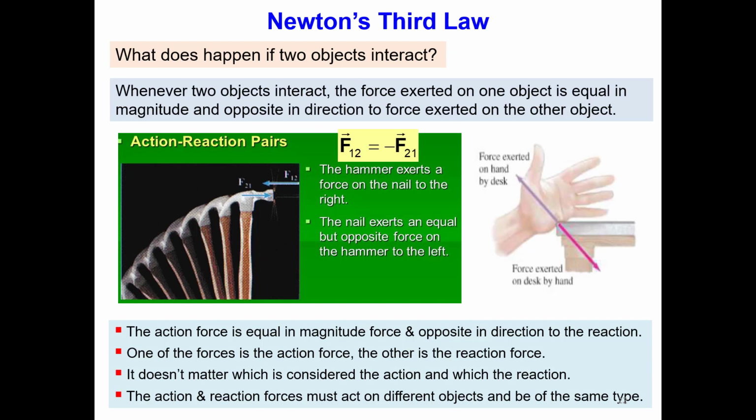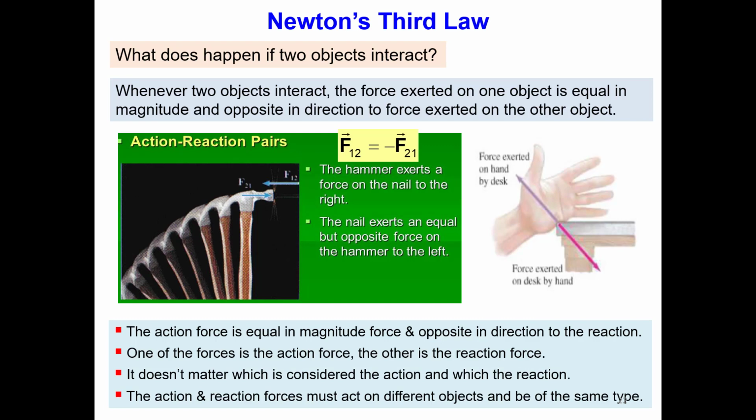Now we are going to talk about Newton's third law, and this law explains what happens if two objects interact. When two objects interact, one object exerts force on the other object, and also the other object will exert force on the first object. But these forces are equal and in opposite directions.